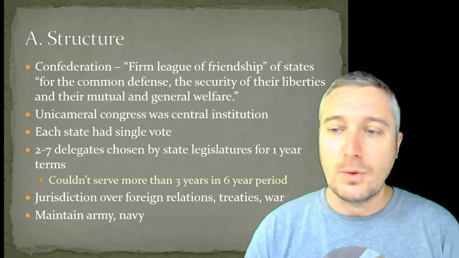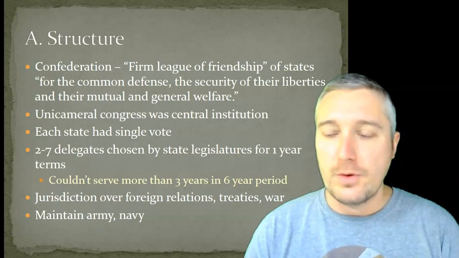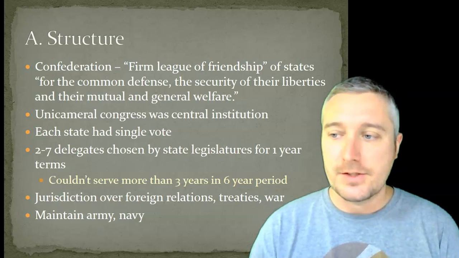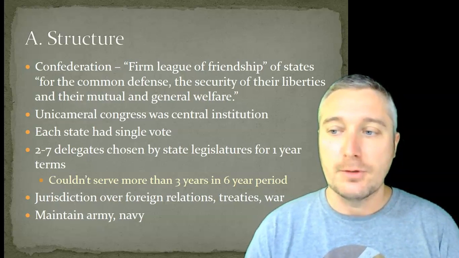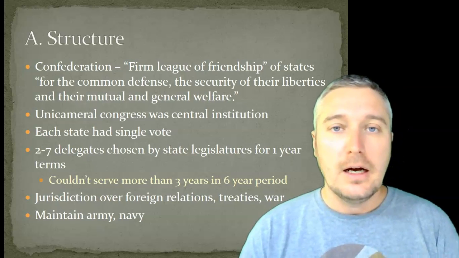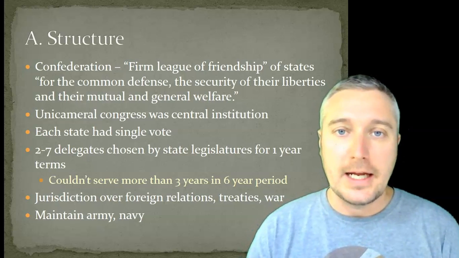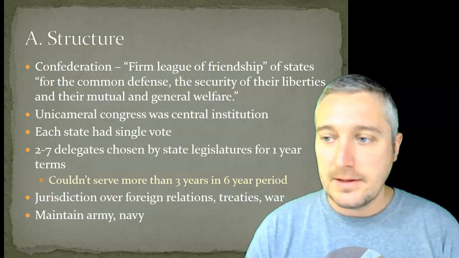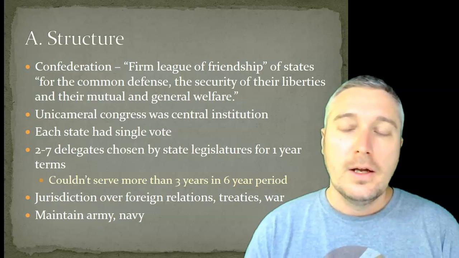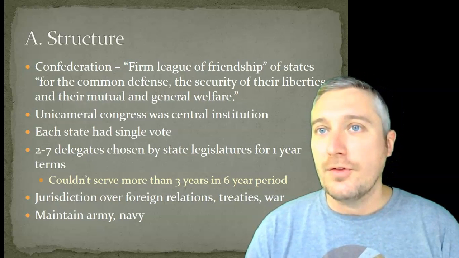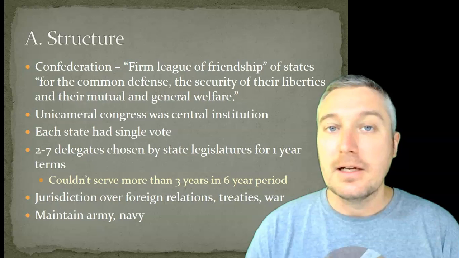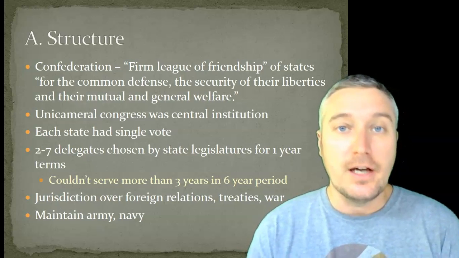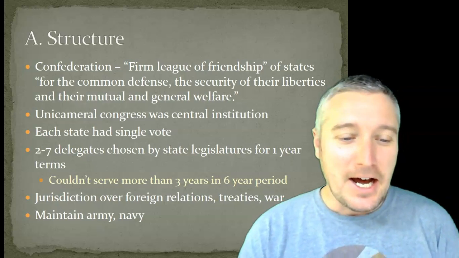All right, so the structure of this. First of all, let's define what Confederation actually means. A firm league of friendship for the common defense, the security of their liberties, and their mutual and general welfare. That is one of the first lines in the Articles, and really defines what it means. So the states were not giving up necessarily their liberties to join in this group. This was a league of friendship. Doesn't that sound nice?